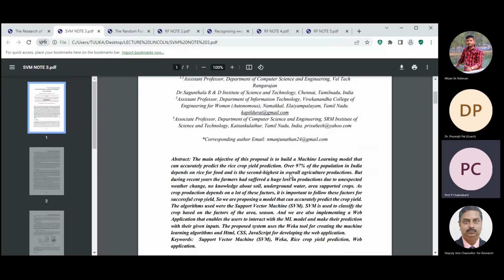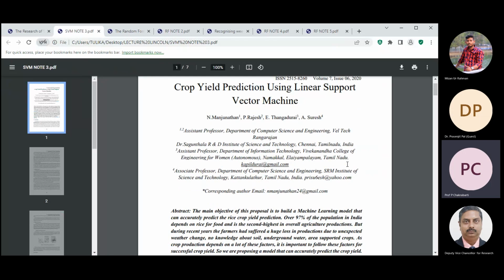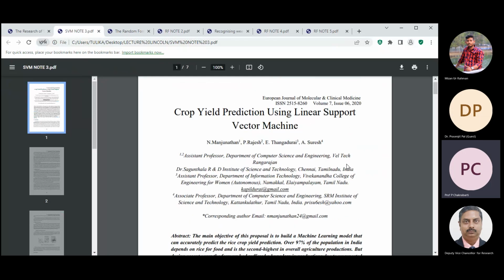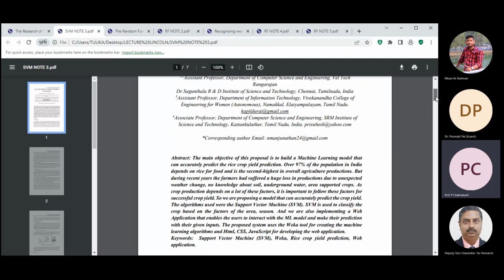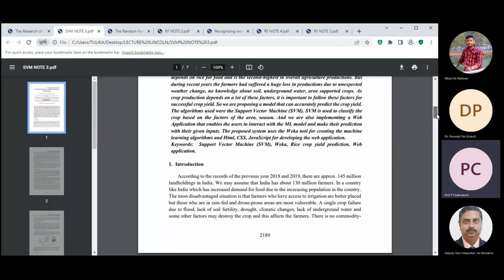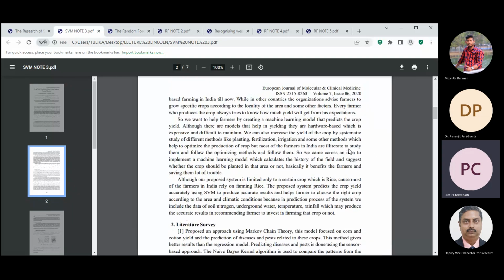Yes, this is also another important thing: how in agriculture crop yield prediction, the linear SVM is used. I can tell you what the limitations of this are and how we can improve it. Here also they have used WEKA. You can see in the keywords, that is WEKA 3.8.5.